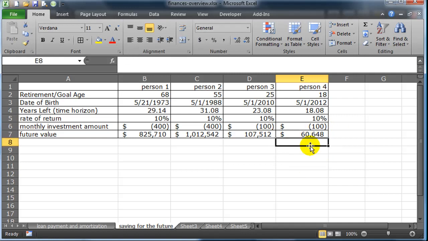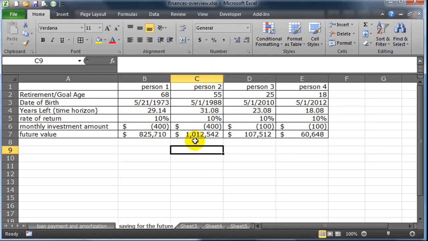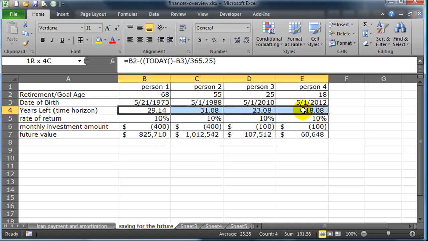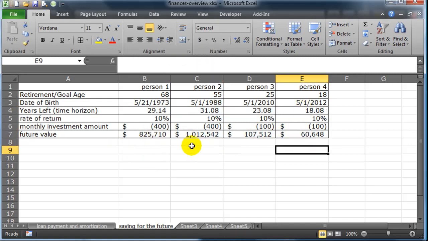So those are our scenarios, and these are our future value calculations. And I'm using the date function to help us calculate the years left very accurately. So if I were to close this spreadsheet and then open it up tomorrow, all of these numbers are going to be slightly different because the years left for everybody is going to be reduced because it's based off of the current date. And we can easily determine how much they'll have at retirement or whatever their goal age was.